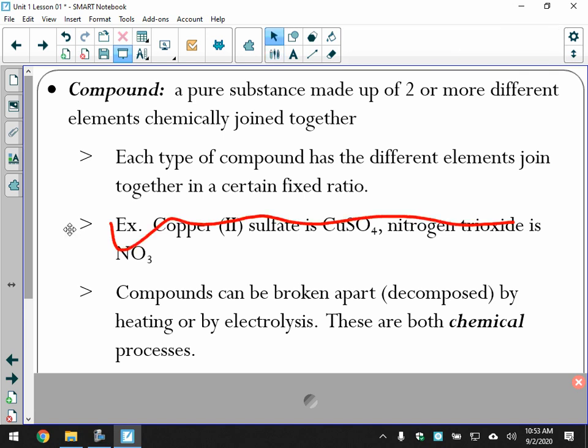Compounds can be broken apart fairly easily by decomposing them, usually by heating and sometimes by electrolysis, passing electrical current through them. And these are both chemical processes. In atom form, of course, it's hard to break elements, they're the simple basic things, but if we take those elements and join them together in a compound, we can usually reverse that by breaking them back apart.